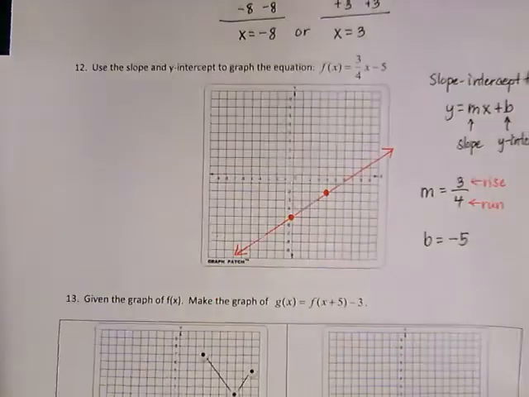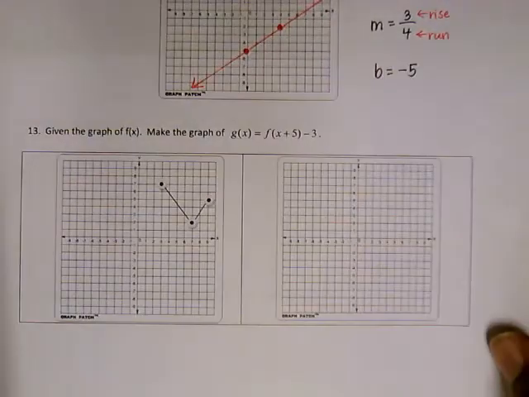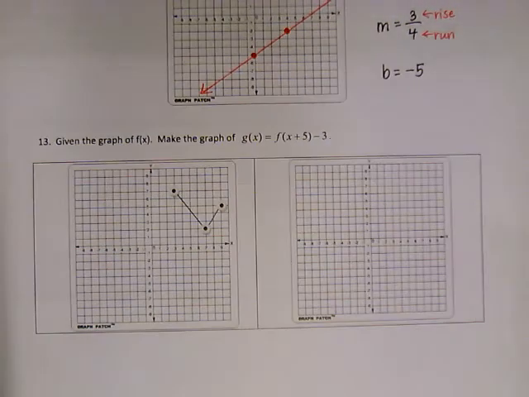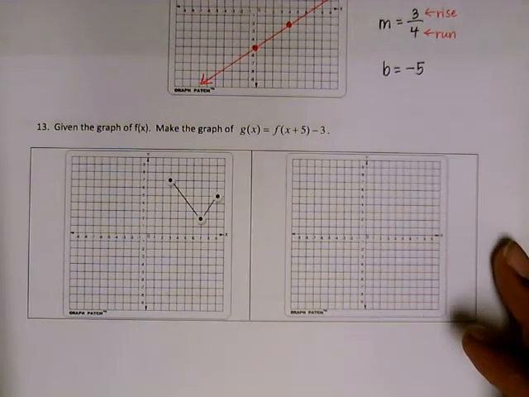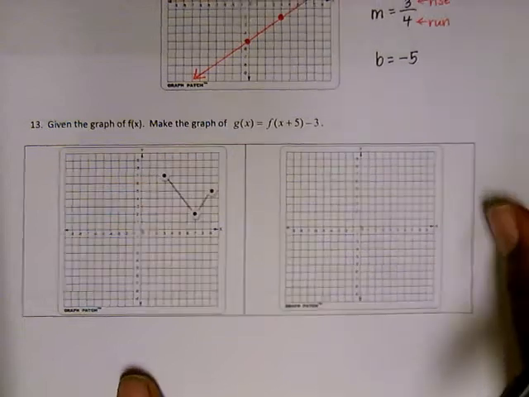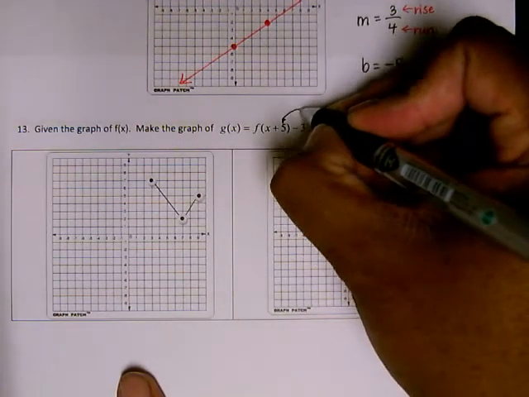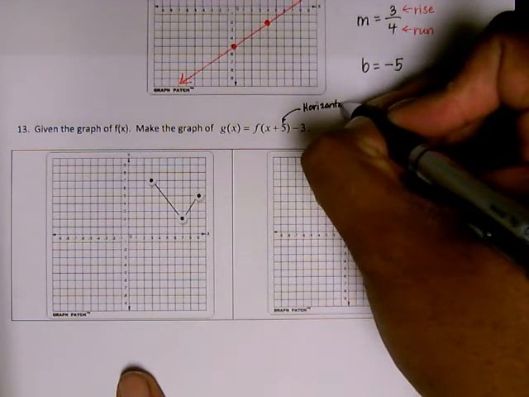Now problem number 13. It's a transformation of functions here. So here I'm given the graph of f of x. And I want to make a graph of the function f of the quantity x plus 5, minus 3. So I need to find out what type of transformations I have here. Well, notice I got the plus 5 next to the x. So that tells me I have a horizontal shift.